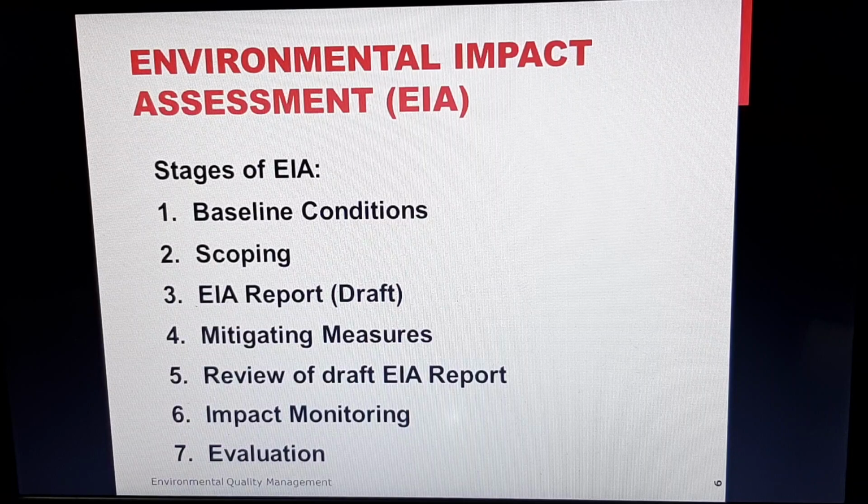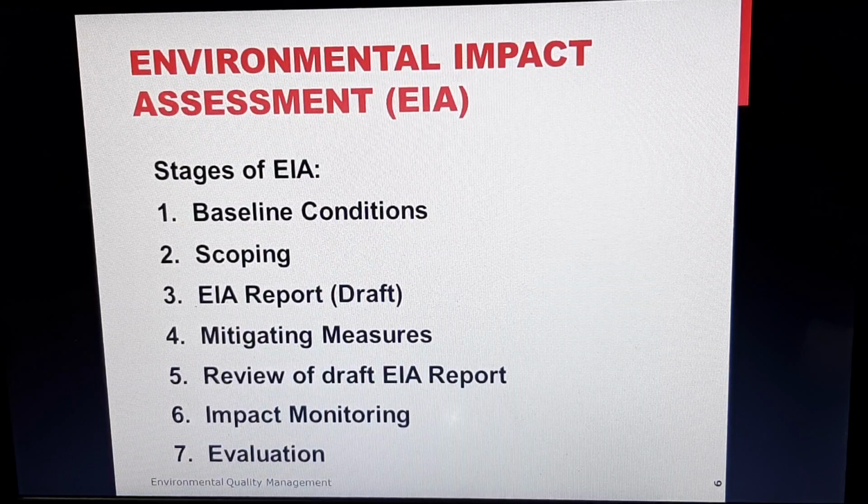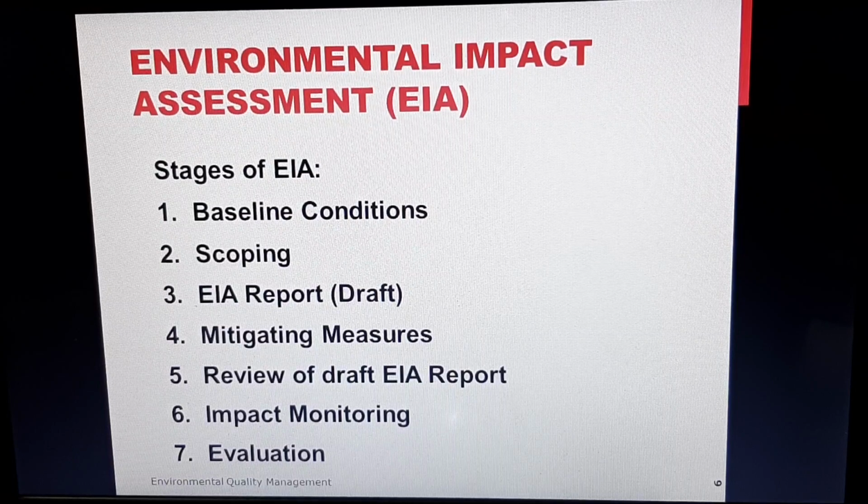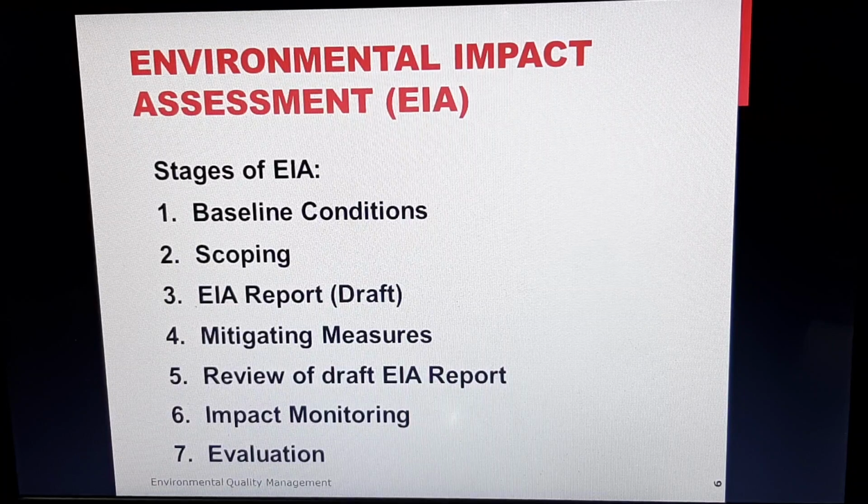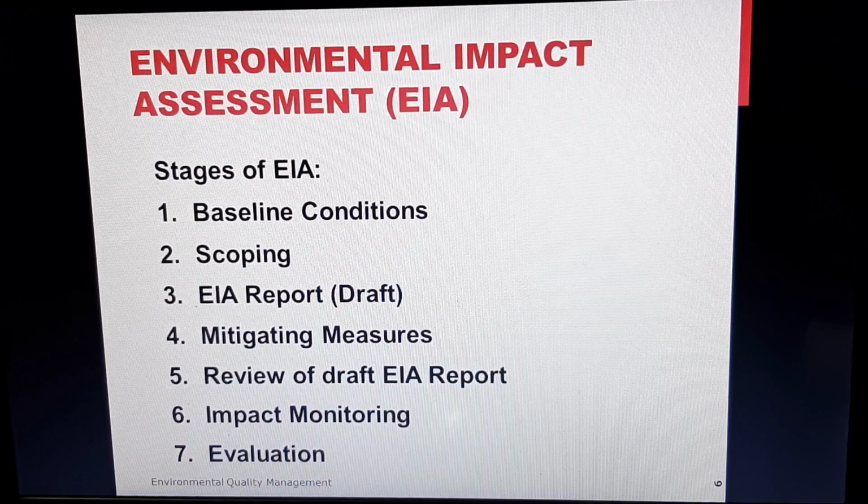Scoping is the process of early identification of environmental issues which are relevant, concerns, assessment methods, affected interests, and so on. The third would be EIA report, which is a draft. It is a concise report limited to addressing the main environmental issues. I have attached an EIA report draft along with your notes. You can please refer to that. The next would be mitigation measures.